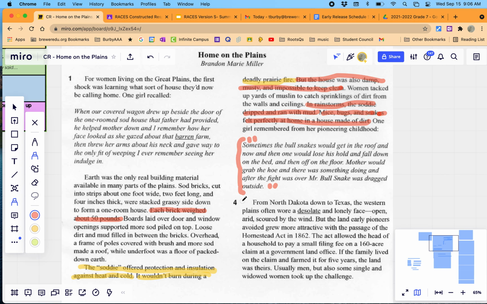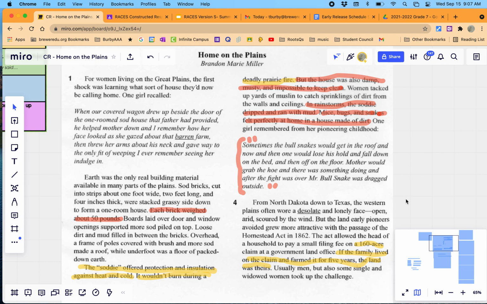If the family lived on the claim and farmed it for 5 years, the land was theirs. I kind of think that's a positive, because when you think about it, 5 years and you get 160 free acres, that's pretty cool. So I'm going to highlight that. And the last sentence, usually men and women, but also some single and widowed women took up the challenge, which is interesting, but it doesn't really talk about it. So now I have some things highlighted up here, some in red and some in yellow. The yellow is the positive, and the red is the negative.